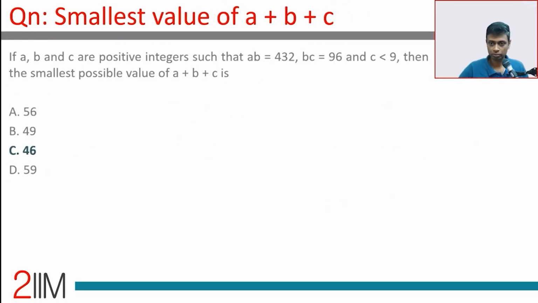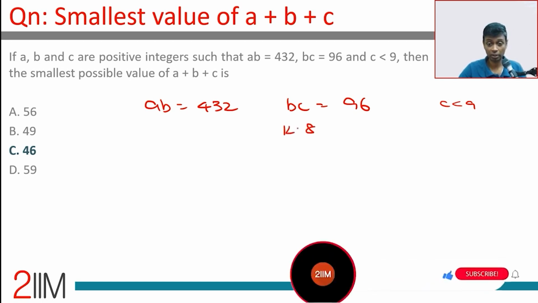AB is 432. BC is 96. A into B is 432. B into C is 96. They're positive integers. C is less than 9. Product is involved. So as much as possible, keep the numbers as low as possible or as close to each other as possible. C is less than 9. C could be 8. 12 into 8 works.